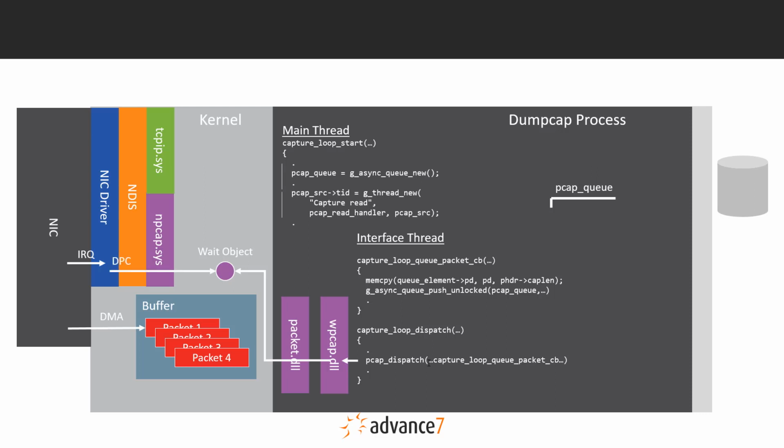So here we see the DPC. It drives up through the NDIS, and in this case the npcap driver, and satisfies the wait object. Now control returns back to wpcap.dll. And at this point we need to get the packet from the kernel buffer into the user space, the dumpcap process address space.